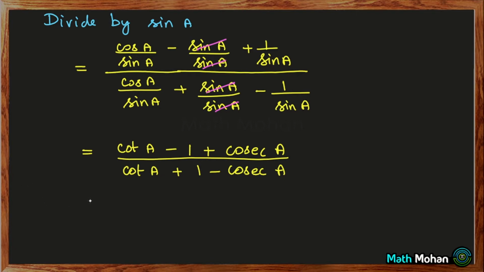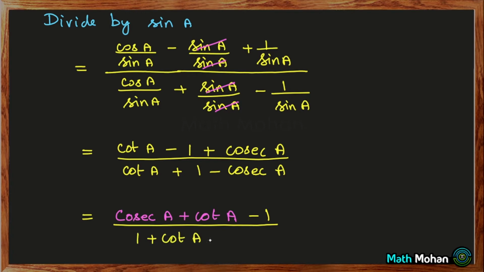Now we are going to slightly rearrange this equation. In the numerator, first we have cot A plus cosecant A. That is the answer I am looking for at the end, so let me bring that separately: cosecant A plus cot A. This is what we need at the end. That alone we keep separately, and the remaining is minus 1, and the whole is divided by, in the denominator, cot A plus 1 minus cosecant A. We can write that as 1 plus cot A minus cosecant A. I'm not changing anything, just rearranging, that's all.